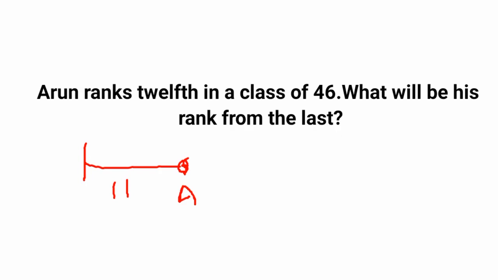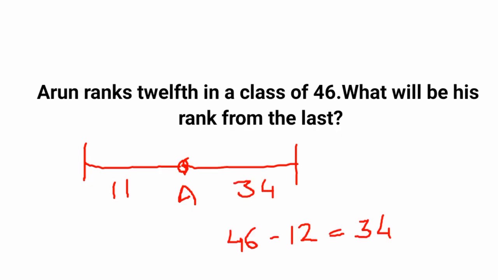Here rank of Arun is given as 12th. That means from the front after 11 students, next person will be Arun. We know that the total number of students is 46. So to find the remaining students, what we have to do? Subtract 12 from 46. So 46 minus 12 is 34. Now our question is to find out the rank of Arun from the last. So we got there are 34 students behind Arun. So the rank from the last will be 34 plus 1, that is 35.